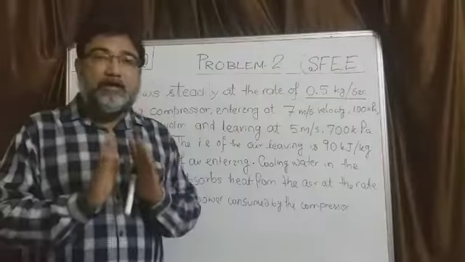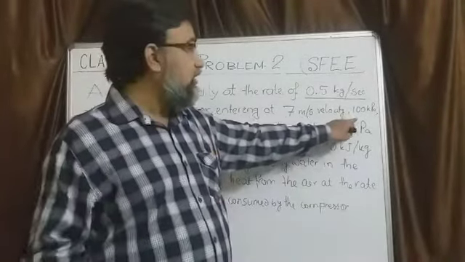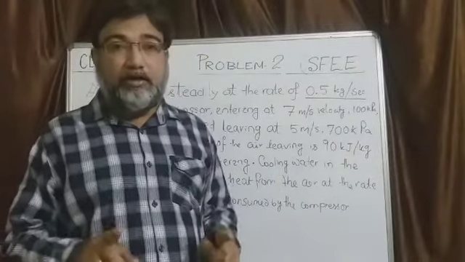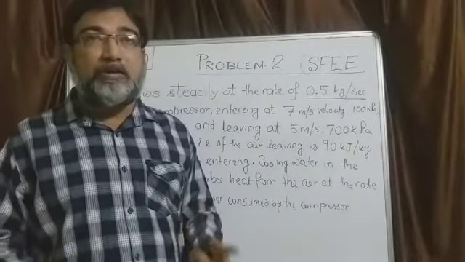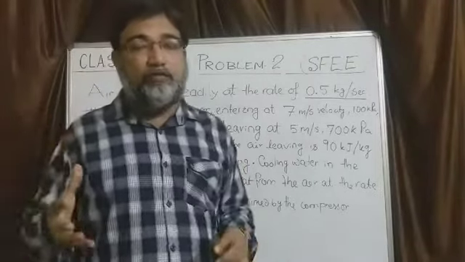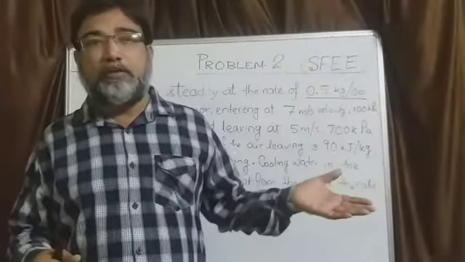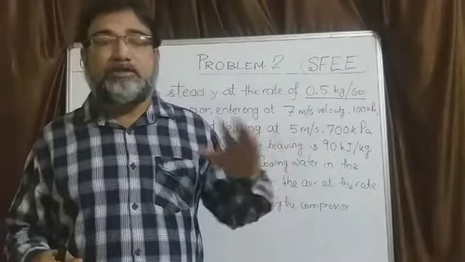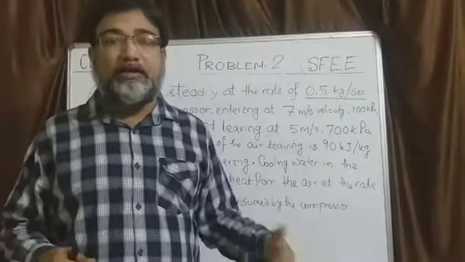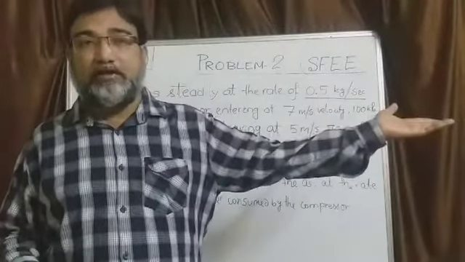So V1 is 7 meter per second, and what is the pressure of the inlet air? 100 kilopascal. Kilopascal means kilo Newton per meter square. That is the pressure of air with which it enters the compressor. So what will be the pressure of air at the time of coming out of the compressor? Must be higher than that or lower than that? It is a compressor, so the exit air pressure will be higher than that.